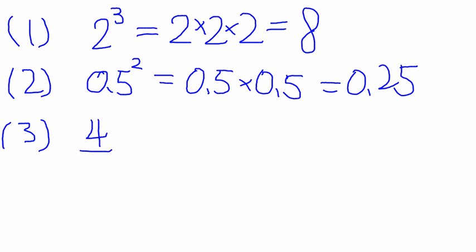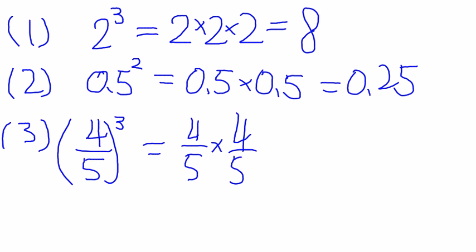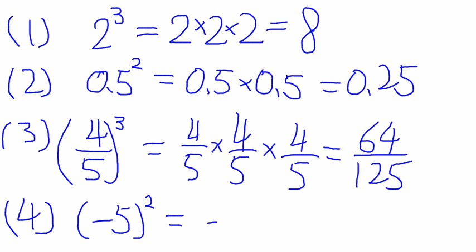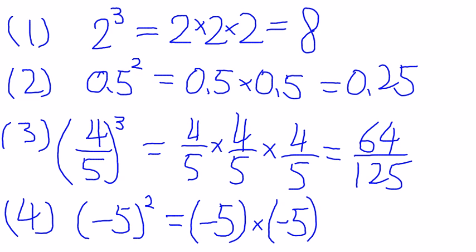So the next one, let's try a fraction. How about 4 over 5 to the power 3? Exponent 3 is the same as 4 over 5 times 4 over 5 times 4 over 5. And please do it yourself. It's the same as 64 over 125 here. So let's try one more. If I'm talking about minus 5 to the power 2, it's the same as saying negative 5 times negative 5. And the two negative signs cancel out, so we get 25 back here.